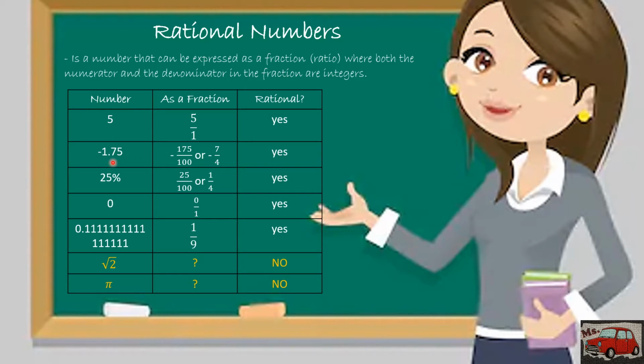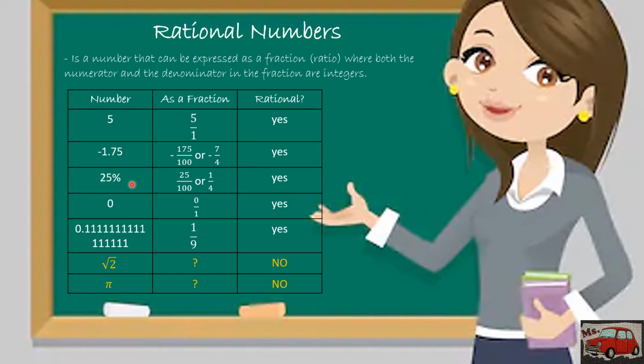Negative 1.75. If you turn that into fraction, that is negative 175 over 100, or simply negative 7 over 4. Okay? So both numerator and denominator are integers, so therefore this is a rational number. How about 25%? If you turn that into fraction, that is 25 over 100 or simply 1/4. Both numerator and denominator are integers, so therefore 25% is a rational number.